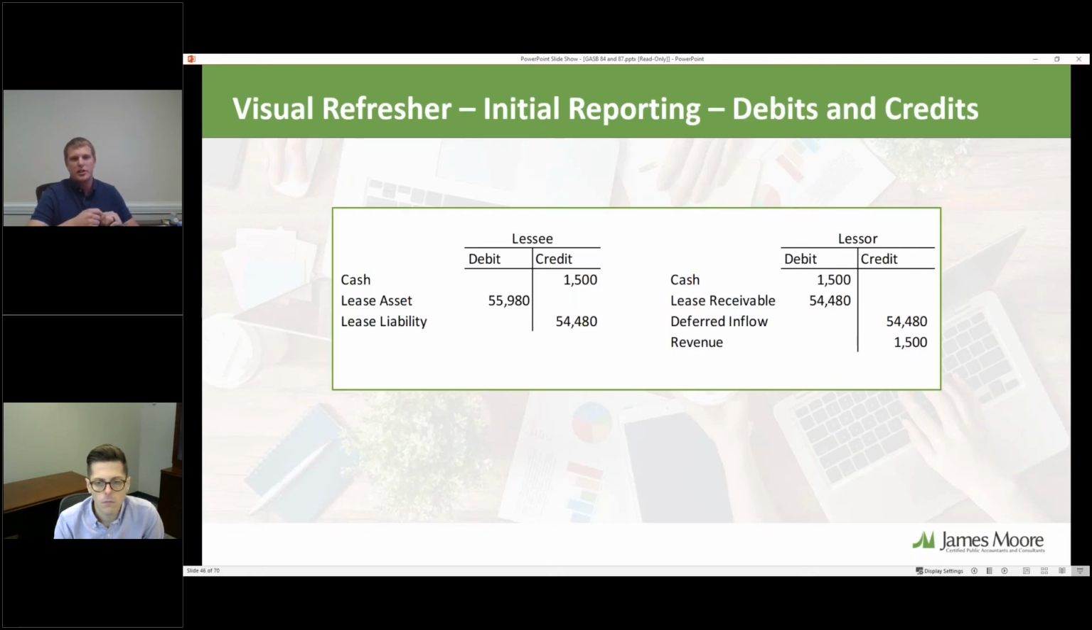So here, looking at the T-charts with the debits and credits, on the lessee side, we've got the cash paid, $1,500 for the delivery and installation. You've got your lease asset, the $55,980, which includes both the lease liability plus the delivery and installation charges to get the asset ready for use. On the lessor side, we've got the cash received for the delivery and installation. We've got a lease receivable equal to the deferred inflow, which is the present value of all the future lease payments. And then there's also some revenue recognized for the installation charges.